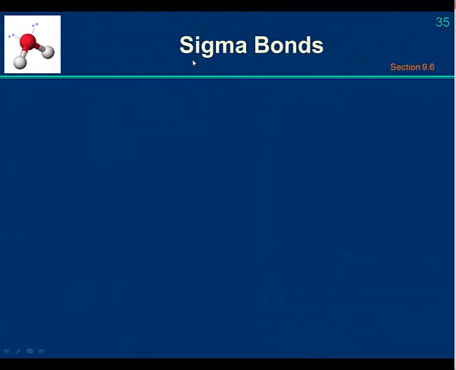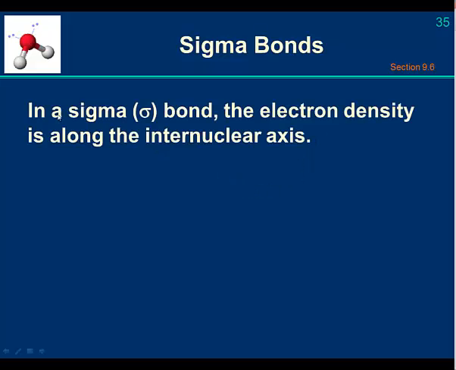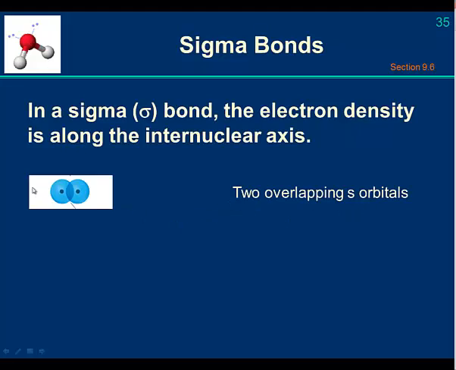Sigma bonds are bonds that are along the internuclear axis. So if I were to take 2 1s orbitals and form a bond between the 2 1s orbitals in hydrogen, that would be a sigma bond. It's a little bit easier in practice to make that determination. I'll show you how. In a sigma bond, the electron density is along the internuclear axis. So here's our 2 hydrogens with 1s orbital overlap. You have 2 overlapping s orbitals, and that forms a sigma bond. If you can draw a straight line in the bond between the 2 nuclei, we call that a sigma bond.